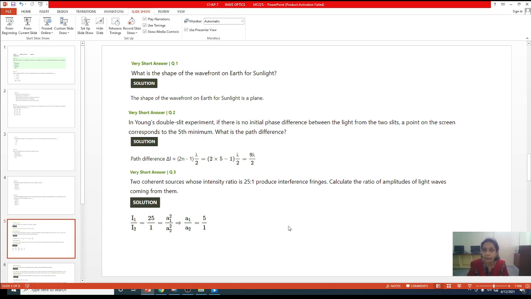You know the relation between the intensity and amplitude: intensity is directly proportional to the square of the amplitude. Therefore, the equation becomes I1 upon I2, which is equal to 25 upon 1, which is equal to A1 square upon A2 square, so A1 upon A2 is equal to 5 by 1. Okay, therefore the answer is 5 by 1.